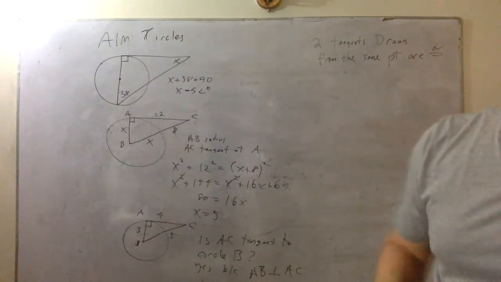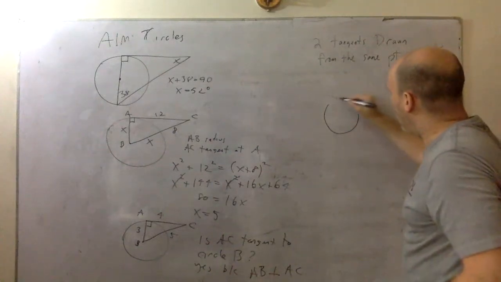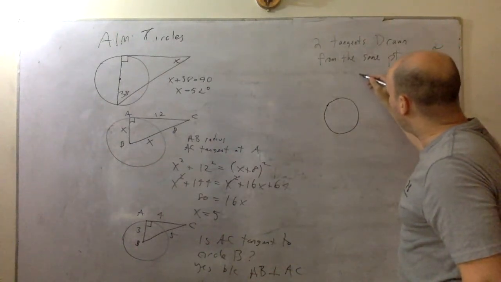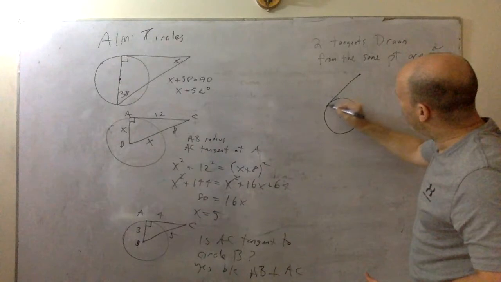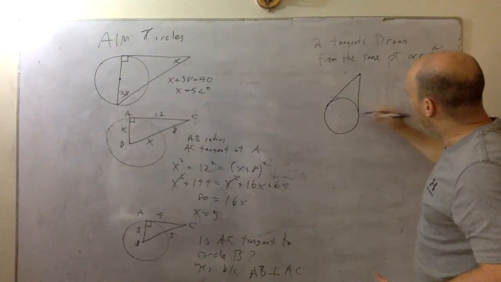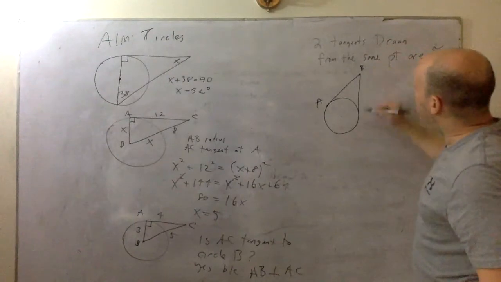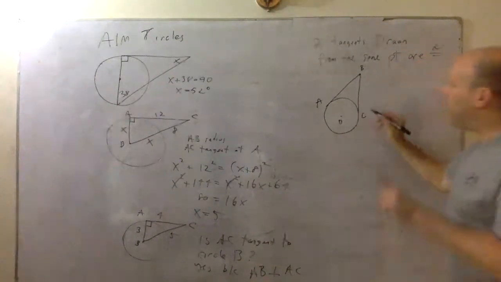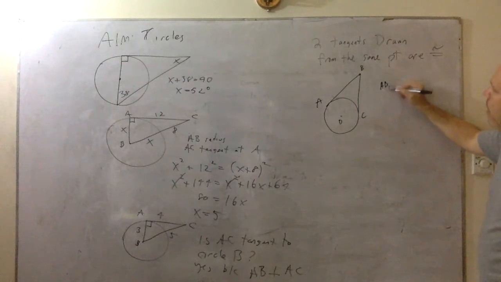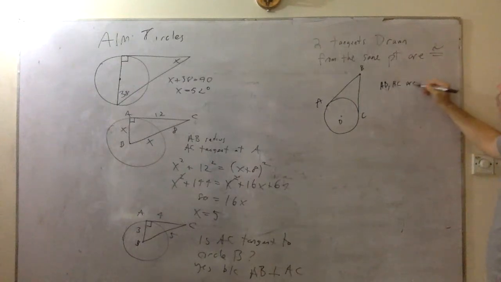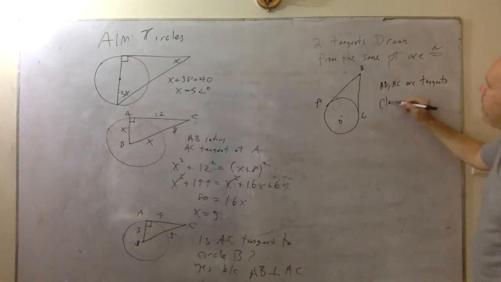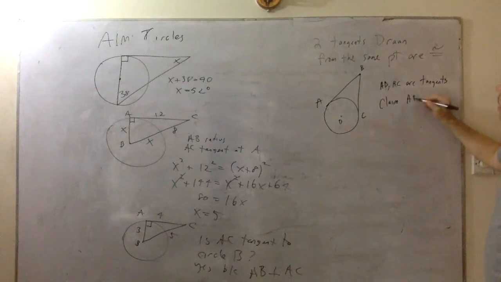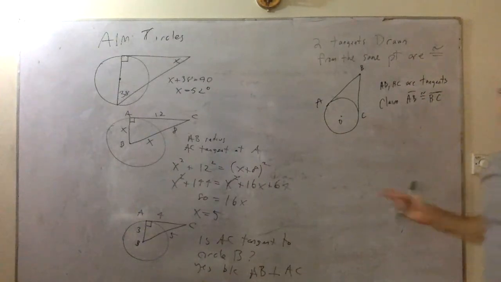So we have a circle, and we have some exterior point. So once again, we have a circle. Two exterior points. So let's draw a tangent here. Let's draw a tangent there. So we have A, B, C. Let's call this circle D. And the claim is that AB and BC are tangents. And the claim is that AB is congruent to BC. So what would that proof look like?